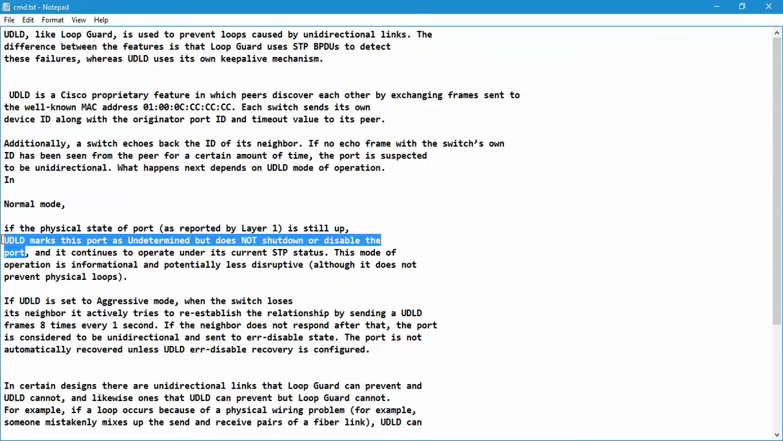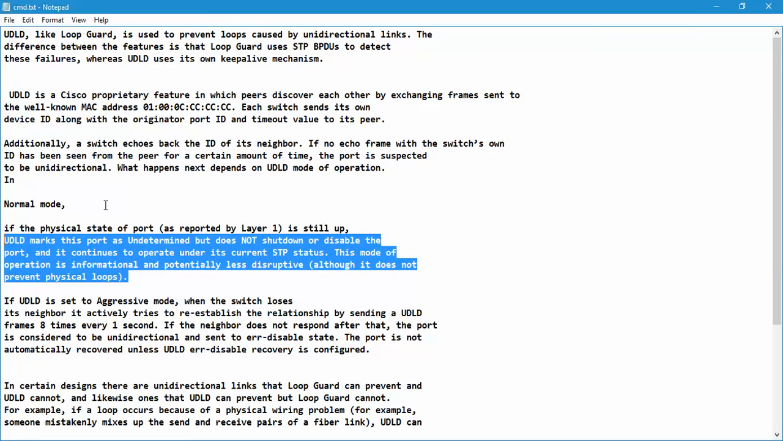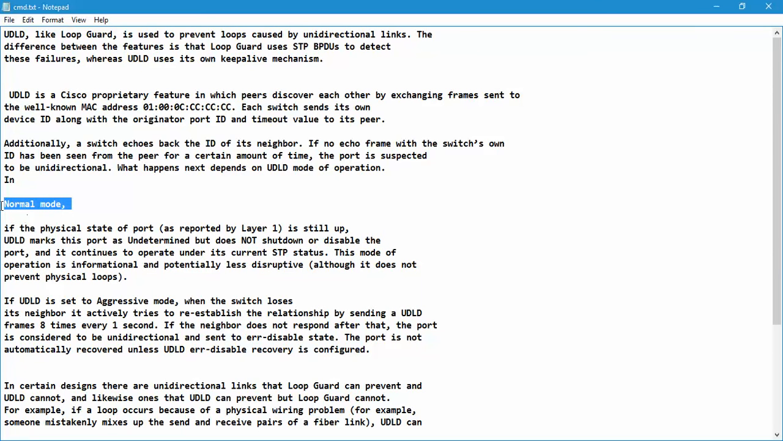يعني في النورمال مود أنا كيو دي ال دي كفيتشر شغالة ما بقفلش البورت. And it continues to operate under its current STP state. This mode of operation is informational، يعني مجرد إخباري، بيبعت لك سيسلوج أو بيقول لك إن في حاجة حصلت. And potentially less disruptive، يعني ما بيعملش قطع في الخدمة. Although it doesn't prevent the physical loop، ما بيمنعش اللوب. يعني لو أنت هتستخدم اليو دي ال دي don't use normal mode because normal mode is informational mode. It doesn't prevent the physical loop.